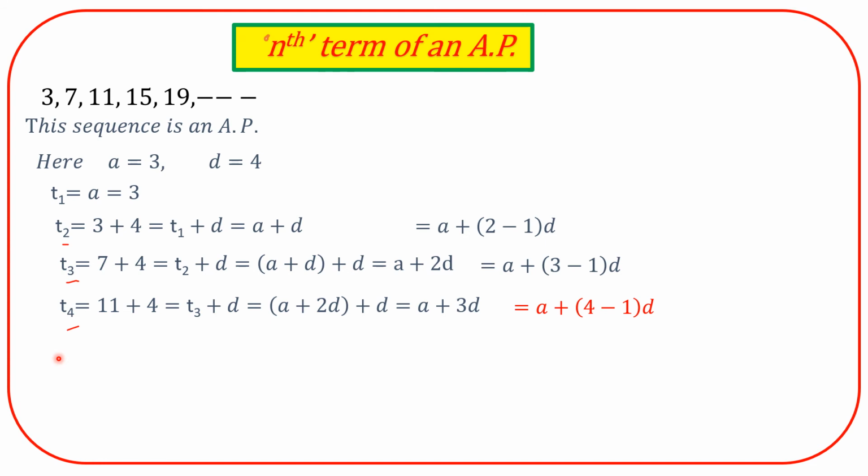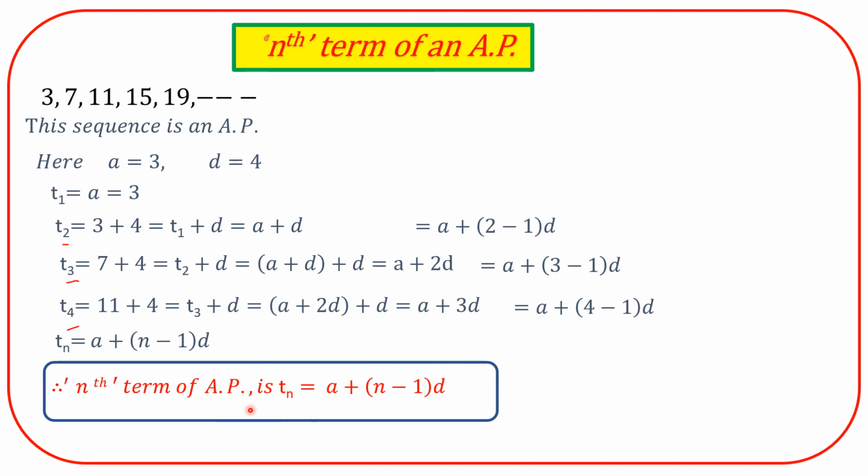Similarly, for the nth term, Tn is equal to A plus in bracket n minus 1 bracket complete into D. This is the generalized form for the nth term. Therefore, the nth term of an AP, Tn, is equal to A plus in bracket n minus 1 bracket complete into D. This is the formula for the nth term of an AP.